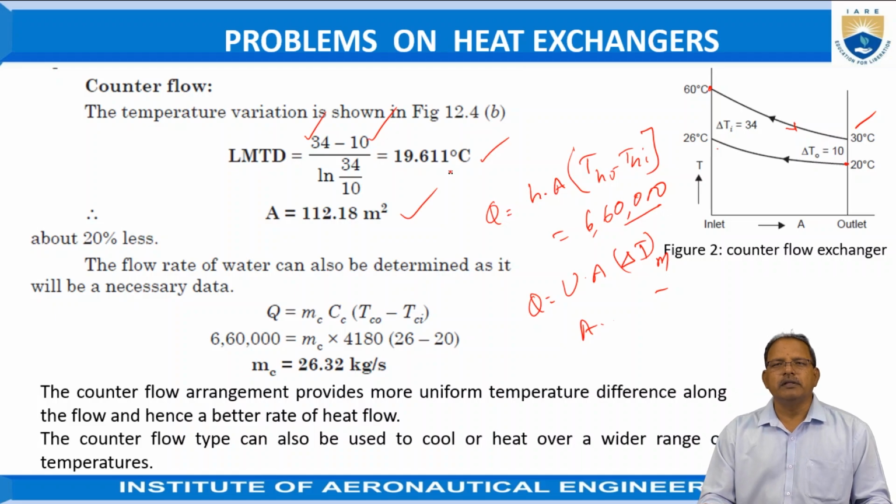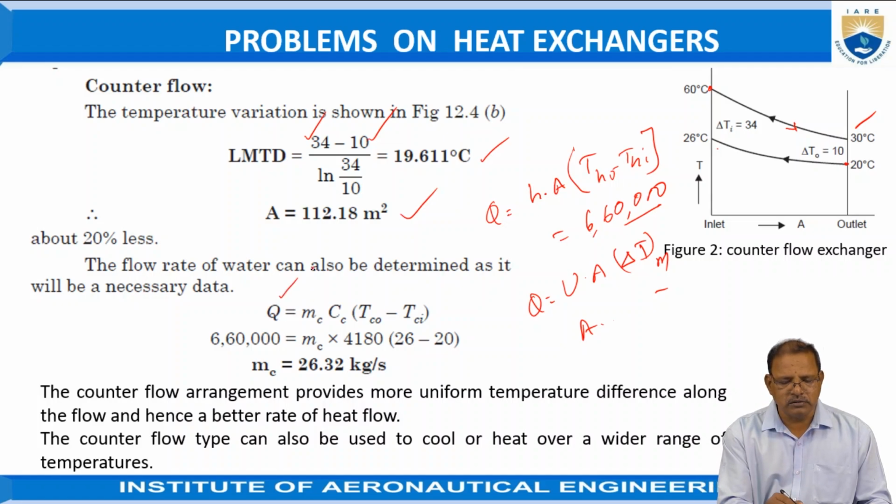On comparing these two areas, 20% less surface area is required in the case of counterflow heat exchangers in order to reduce the temperature of the hot fluid from 60 to 30 degrees centigrade, or in order to increase the cold fluid temperature from 20 to 26 degrees centigrade.